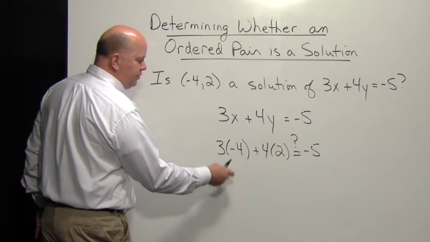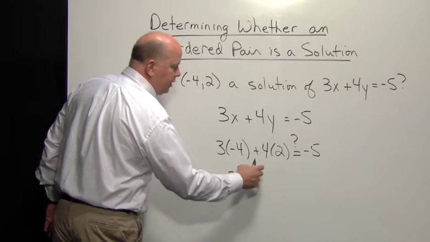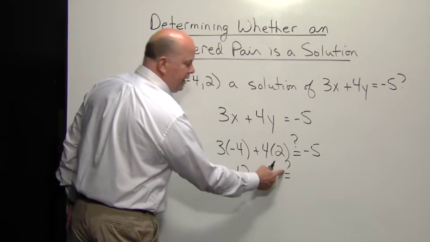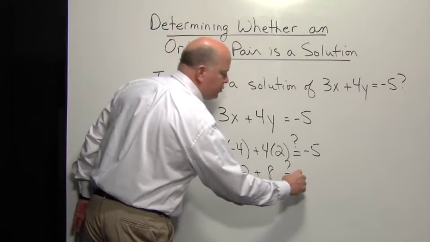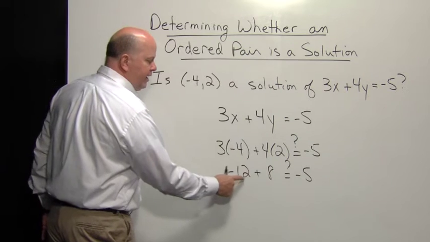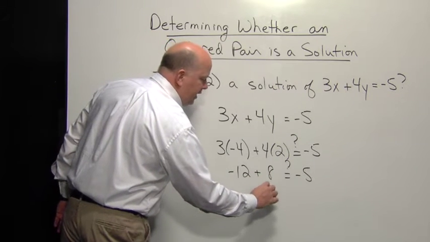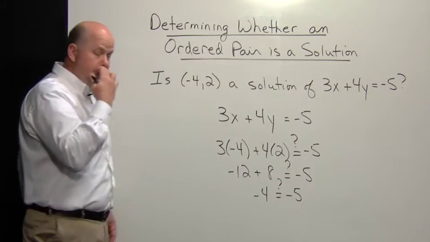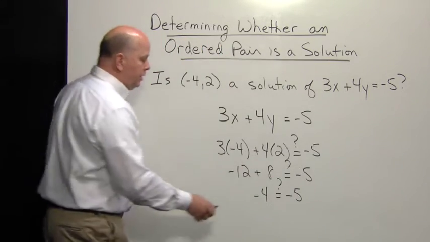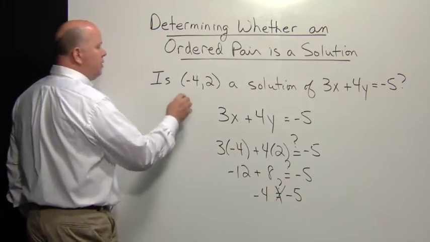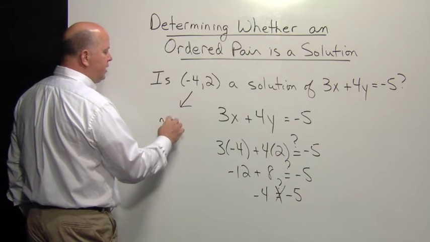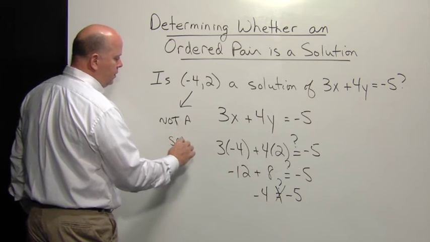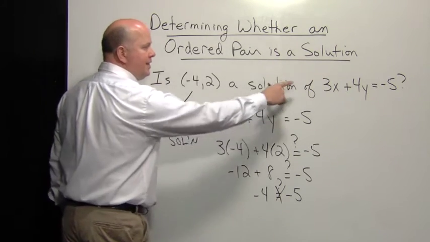So here we have this product will be negative 12. This product will be adding 8. And does that equal, again, keep your question mark up there because we're still not sure. And negative 12 plus 8 is negative 4. Does that equal negative 5? And of course the answer is no. So therefore we know that this point is not a solution to that equation.